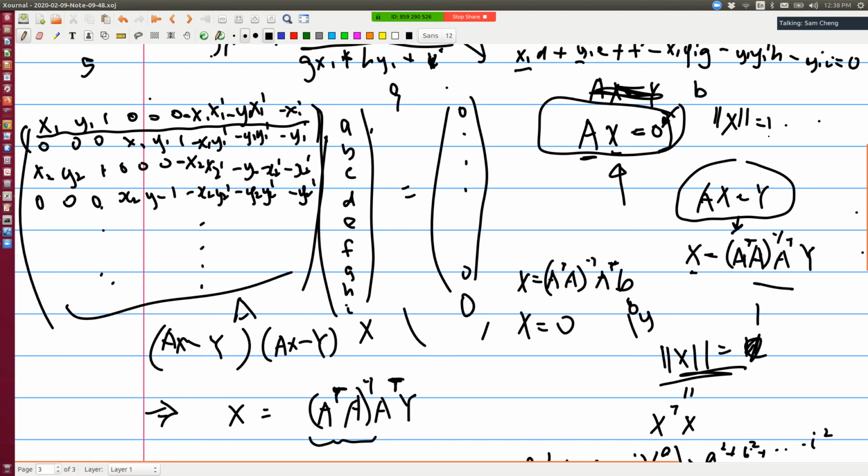So now, what should I do? I want this to be 0, so I can do something similar to what we did last time, right? We said, okay, last time we were trying to minimize the norm of Ax minus b. Now instead, I basically have a problem where I'm trying to minimize.